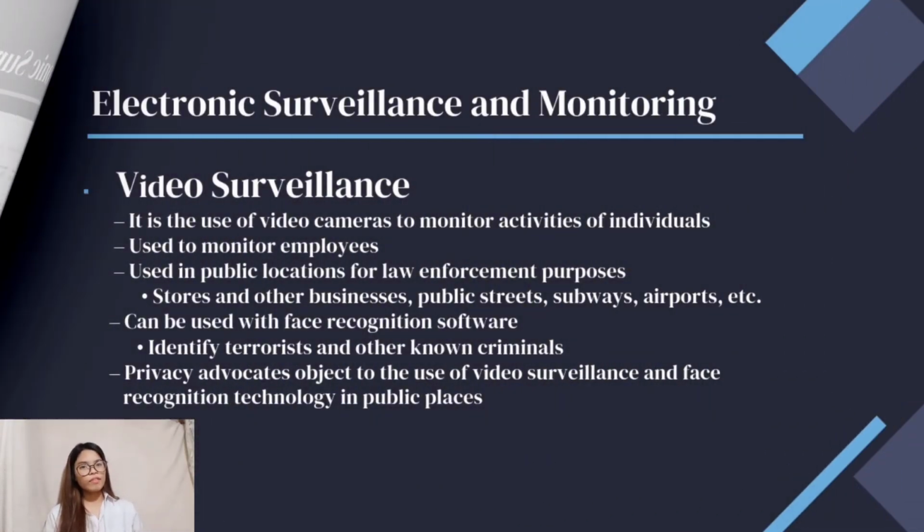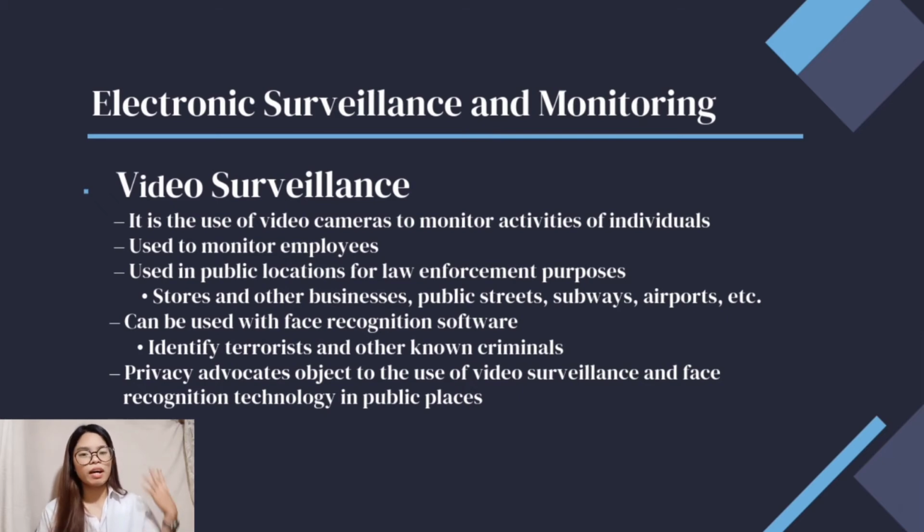Next is video surveillance. This is where the CCTV and 24/7 security cameras that we think of come in. We have what we call outdoor surveillance and indoor surveillance. Later I will explain that. Video surveillance is the use of video cameras to monitor activities of individuals. It is used to monitor employees. Video surveillance has many uses. It is not only for catching criminals who steal. Aside from that, it also has a big role with employees.